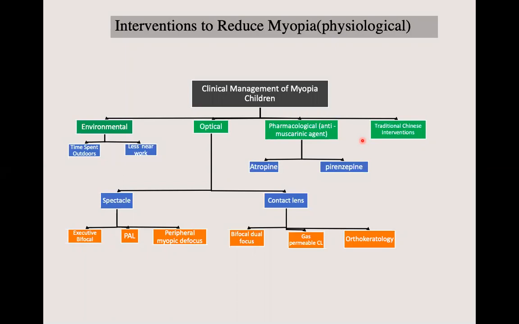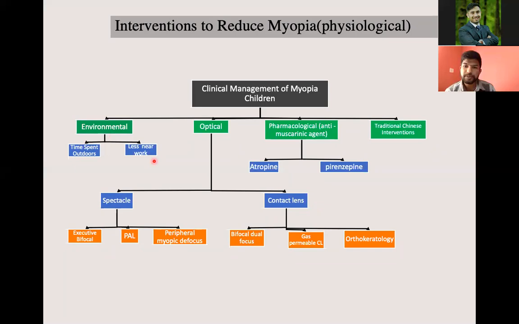Now let's talk about these environmental factors. How can we control myopia with these environmental factors? I have divided them into two types. First is time spent outside: how can we decrease myopia progression by spending most of the time outside? And how can we decrease myopia by doing less near work and focusing on outdoors, that means spending a lot of time outdoors. Now let's begin.